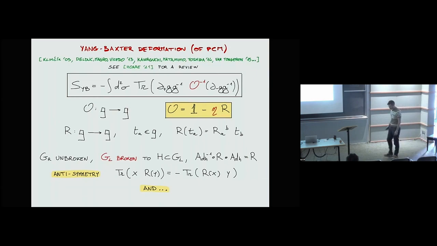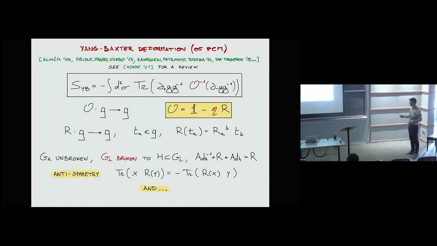You probably remember the principal chiral model has two copies of G isometries, the left and the right copy. And the deformation that I'm writing here leaves the right copy unbroken. It's immediate to see. While the left copy is generically broken to a subgroup, which corresponds to the group of transformations for which the adjoint action commutes with this R operator. So in general, this breaking of isometries signals the presence of the deformation.